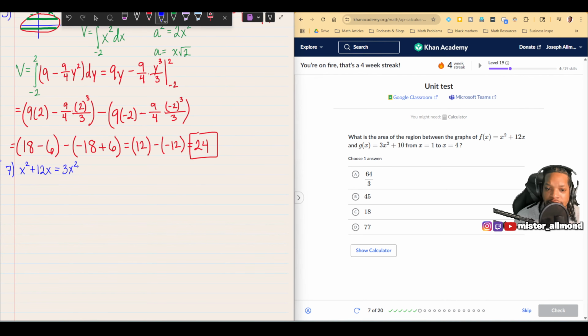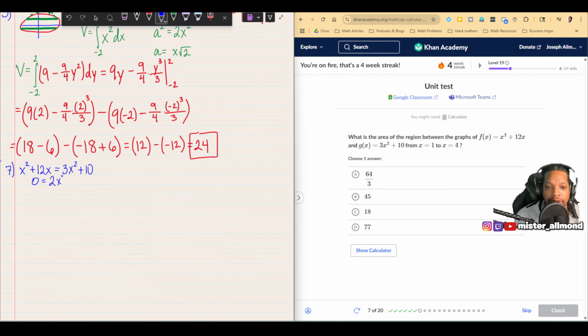All right, so if I were to subtract x squared from both sides and subtract 12x from both sides, I would have 2x squared minus 12x plus 10. I'm going to factor a 2 out, so that'll give me x squared minus 6x plus 5. I can factor that some more. I'm thinking -5 and -1. So when I solve for that, x equals 5 and x equals 1.